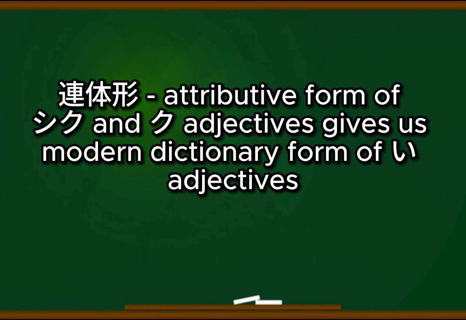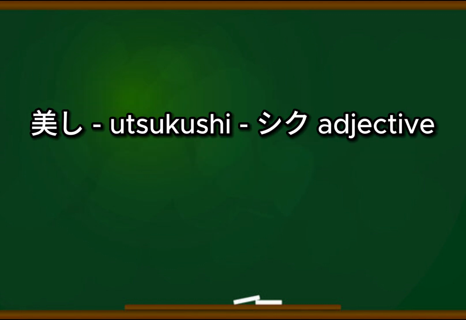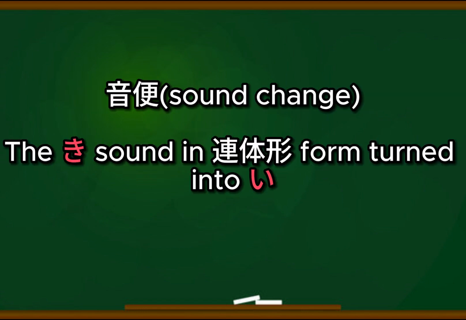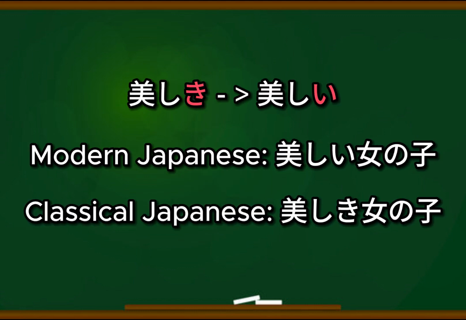The next thing that is relevant to modern Japanese adjectives is that the rentaike form, the attributive form of Shiku and Ku adjectives, gives us the modern dictionary form of adjectives. Let's look at utsukushi, which was a Shiku adjective. Its rentaike form was utsukushiki. A later sound change in Japanese is that this ki sound in the rentaike form eventually became an i. So utsukushiki became utsukushii, which is the standard dictionary form of the adjective.